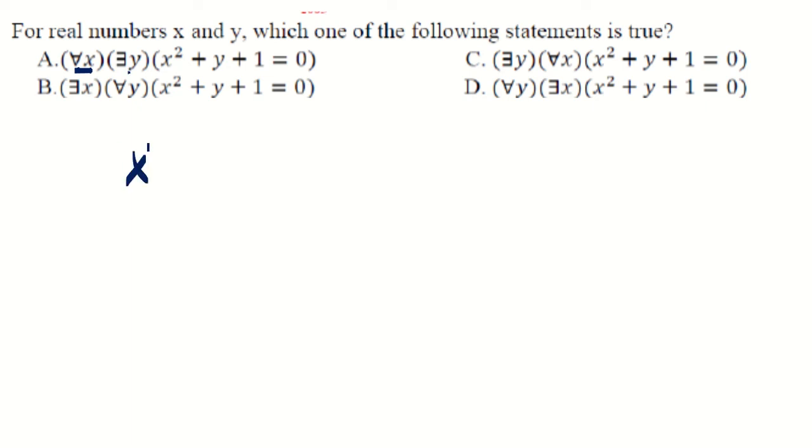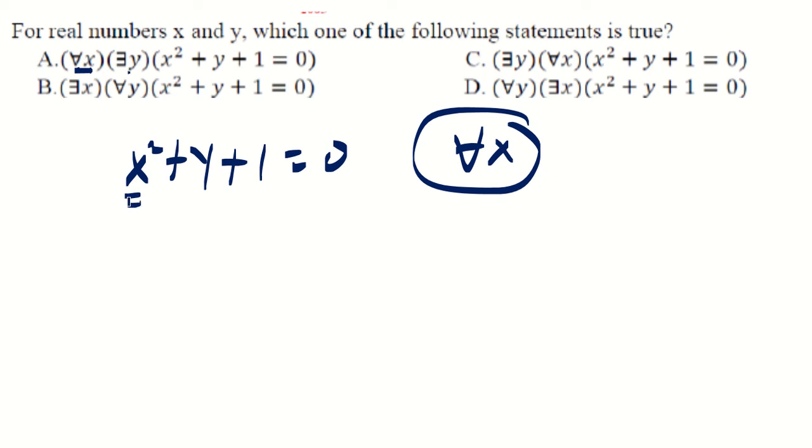That means x squared plus y plus 1 is equal to 0. You can take it for all x. You take any number x, square it, and add 1. For all x means take any number x. You can take, for example, 10. Then square it: 10 squared is 100. Then plus y plus 1. Will it give you 0?